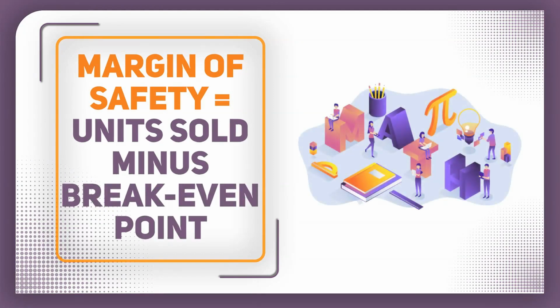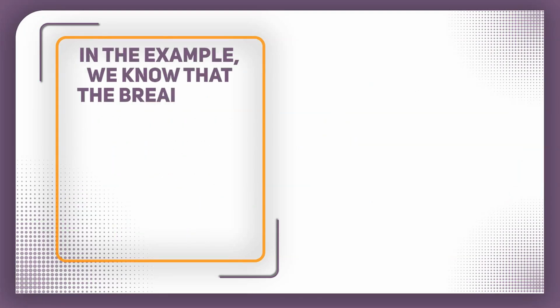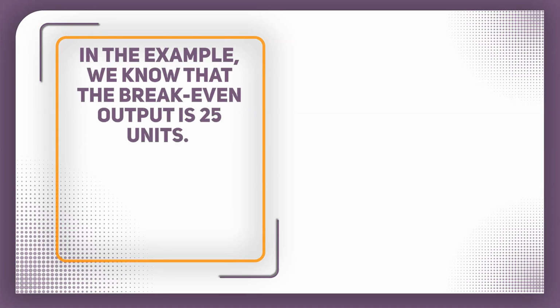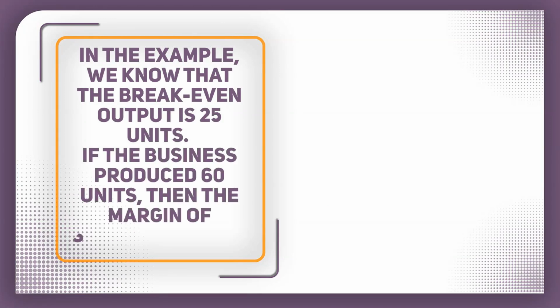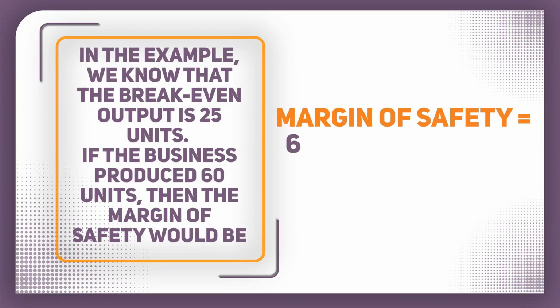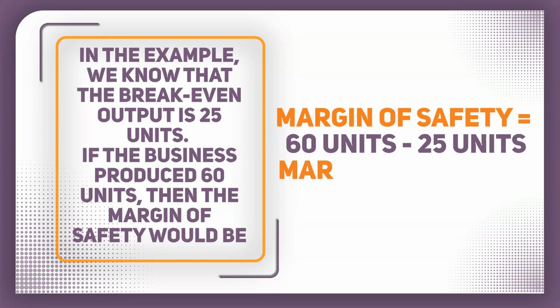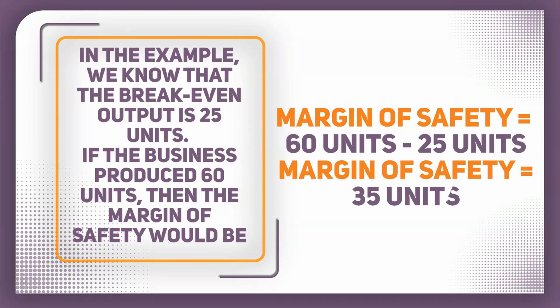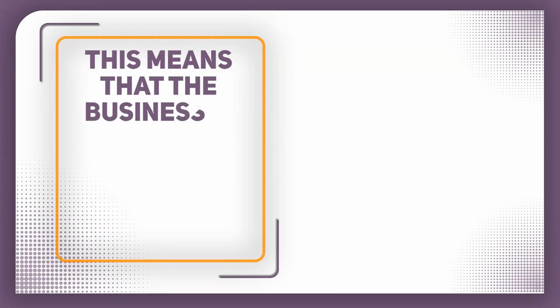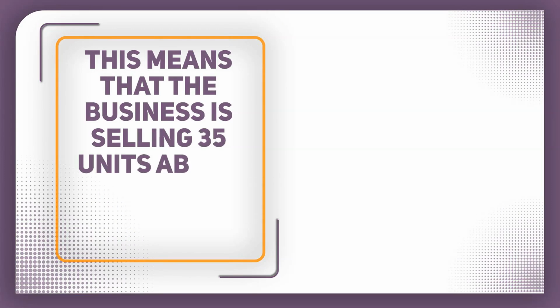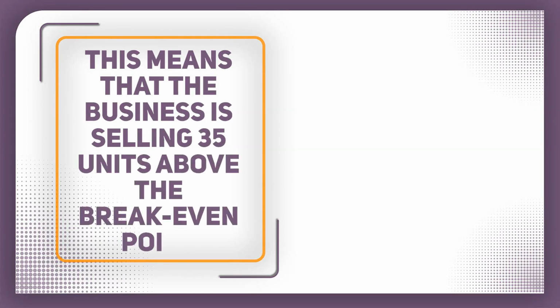So in this example that we've just worked through, we know that the break-even output is 25 units. If the business produced and sold 60 units, then the margin of safety would be calculated as 60 units minus 25 units, which means that they have a margin of safety of 35 units. So this means that the business is predicting to sell 35 units above that break-even point.